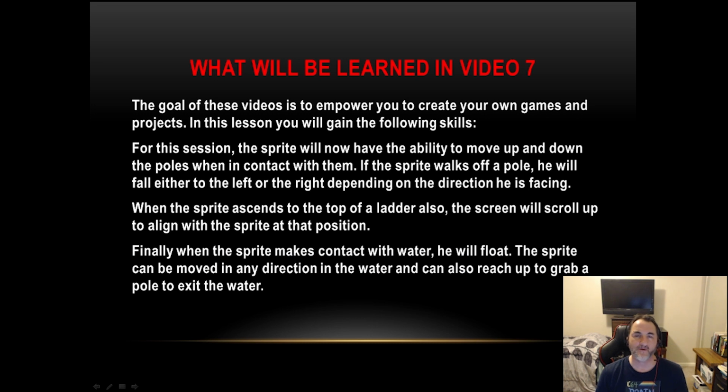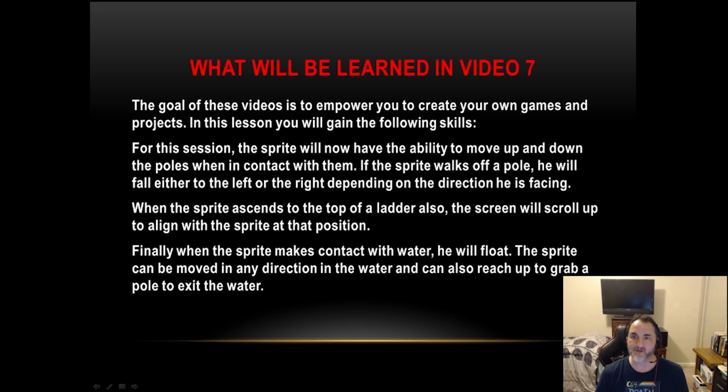Okay, so what will be learned in video 7? For this session, the sprite will now have the ability to move up and down the poles when in contact with them. If the sprite walks off a pole, he will fall either to the left or right, depending on the direction he is facing.